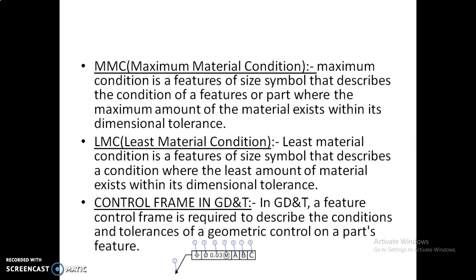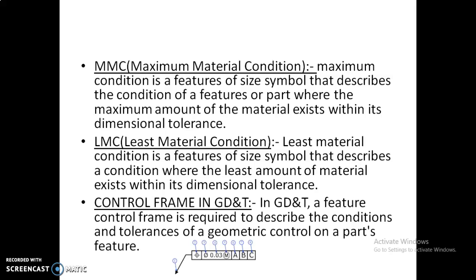Okay. MMC, maximum material condition. Maximum material condition is a feature of size symbol that describes the condition of a feature or part where the maximum amount of material exists within the dimensional tolerance. Means the maximum material is attained at the smallest diameter of a hole, and the opposite of MMC is least material condition. Least material condition is a feature of size symbol that describes the condition where the least amount of material exists within its dimensional tolerance. Means the least material is attained at the largest portion of a diameter. So this is the difference between MMC and LMC.